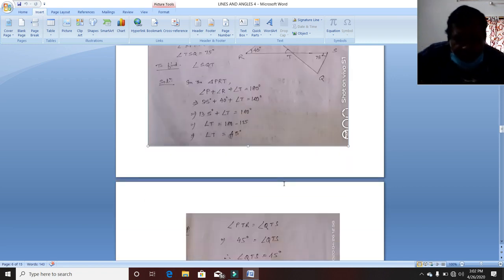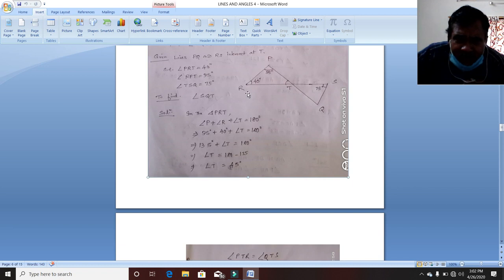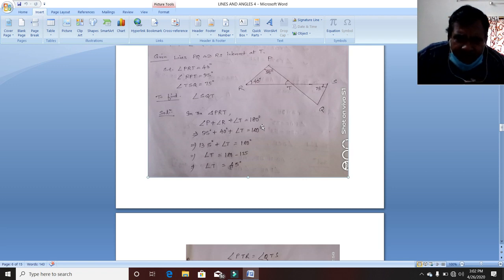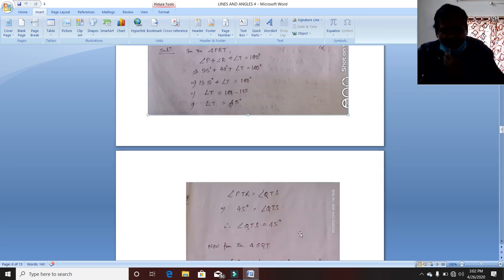Now you see, angle T is 45 degrees. Now this line and this line are parallel. Just wait. Angle T is 45 degrees. PTR equals what? QTS. These are vertically opposite angles. So the value of this angle will be the same as this angle. We know that vertically opposite angles are equal. I proved this in my earlier class. So its value becomes 45 degrees.